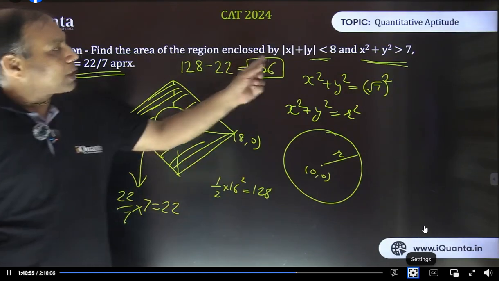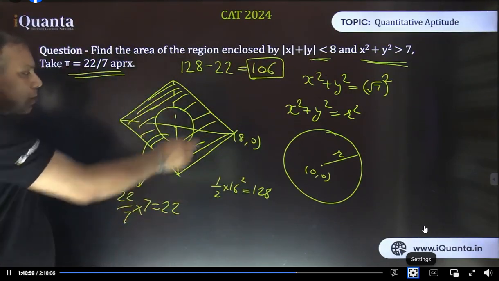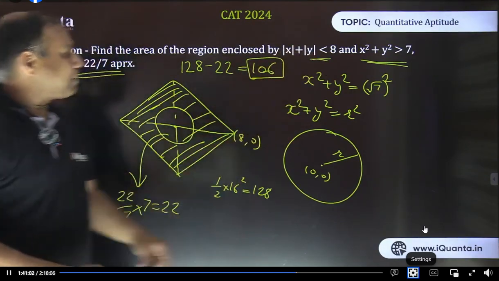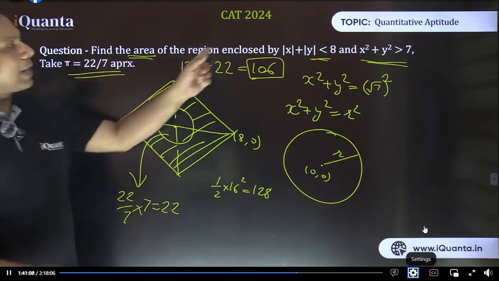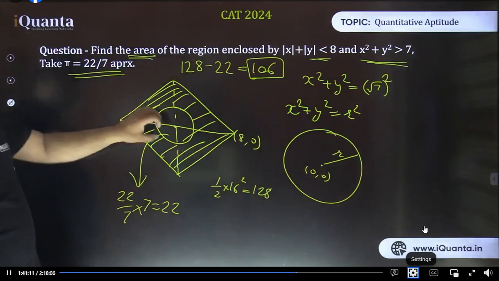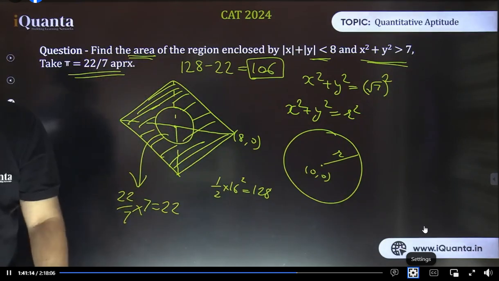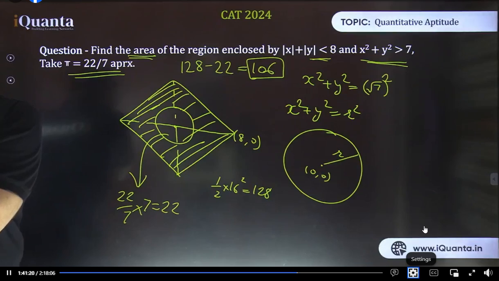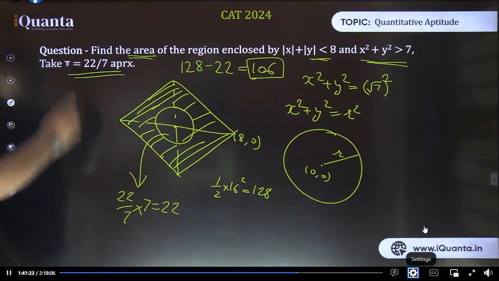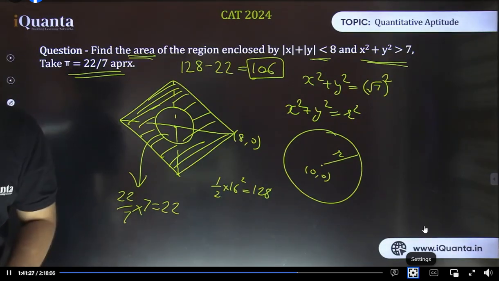In the same way, mod x plus mod y equal to 8 was this square. And when I say it is less than 8, that means we want the area inside this. So we want the region enclosed by this and this, which is outside the circle but inside the square. That's how we are calculating it. Yes, answer will be 106. Yes, the value of pi, 22 by 7, is given here. Otherwise, you can answer in terms of pi also. Is it okay?